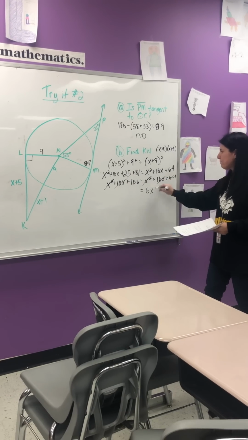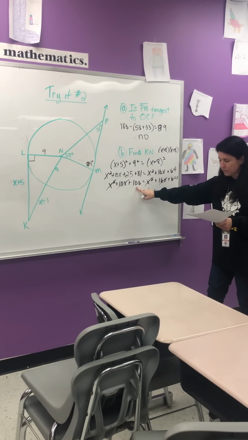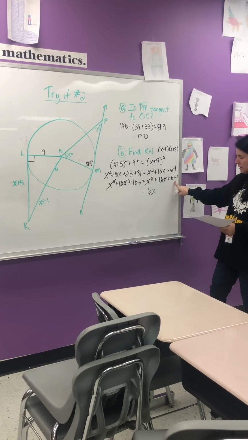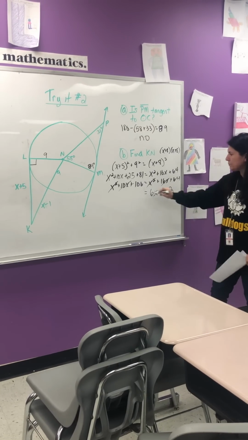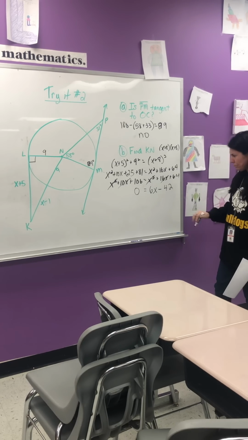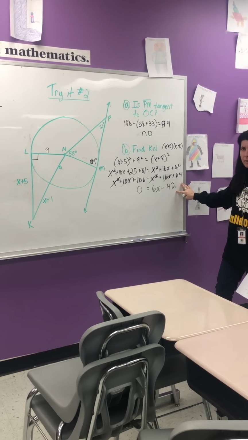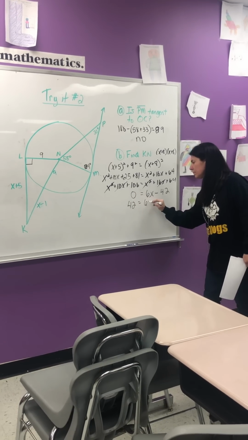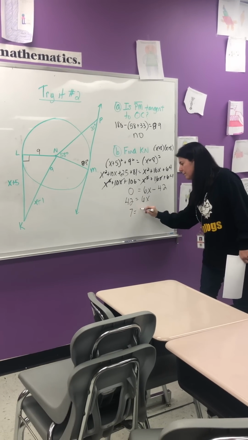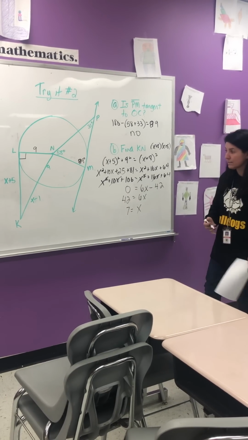So I dealt with that. And then when I subtract 106 and put it over here, 64 minus 106 gives me negative 42. And I have 0 on this side. So this is just like a two-step equation. Move my 42 over, divide by 6, and I found that 7 is x, or x is 7.